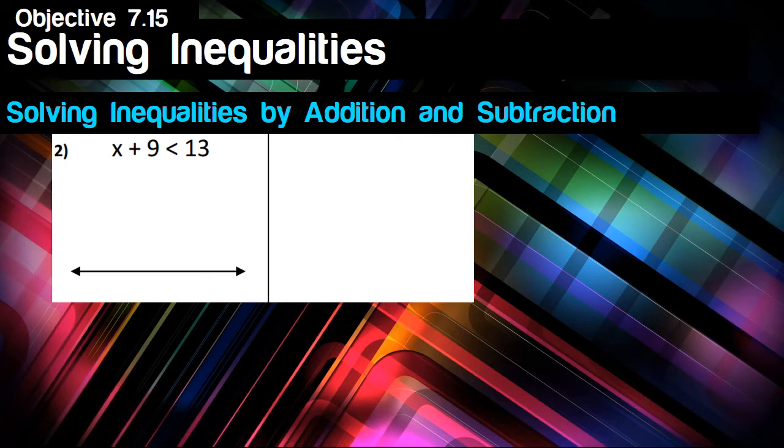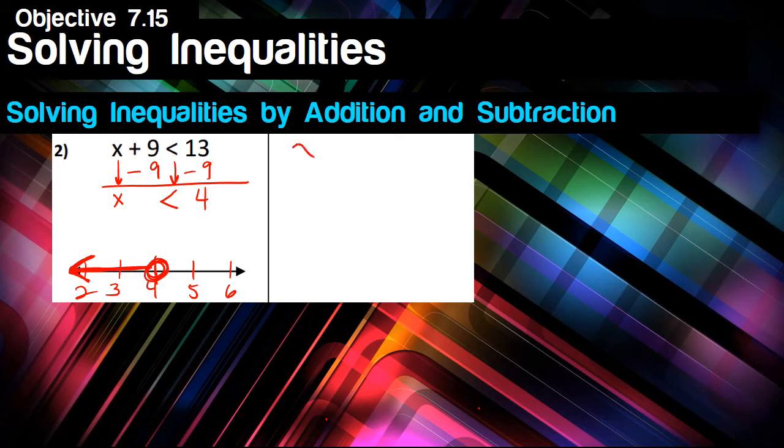So what about this inequality? We have x plus 9 is less than 13. So what we can do is we can subtract 9 from both sides of our inequality. We bring our x down, we bring our sign down, and then 13 minus 9 gives us 4. So let's go ahead and graph this on our number line. So we know we have an open circle on 4. And our arrow is going to the left because we have x is less than 4 here.